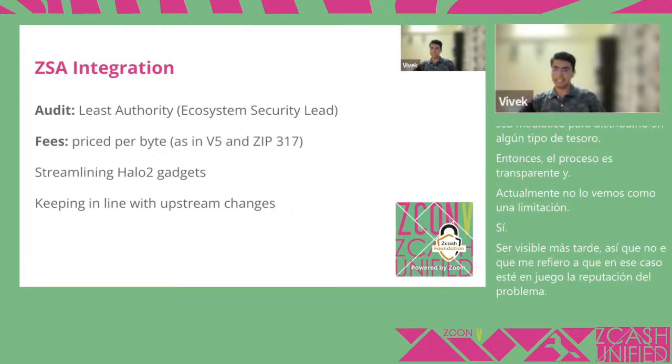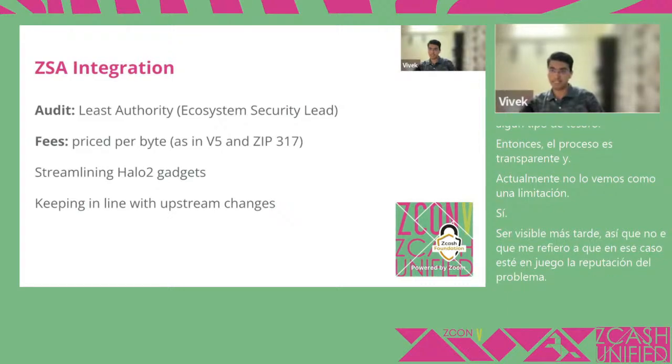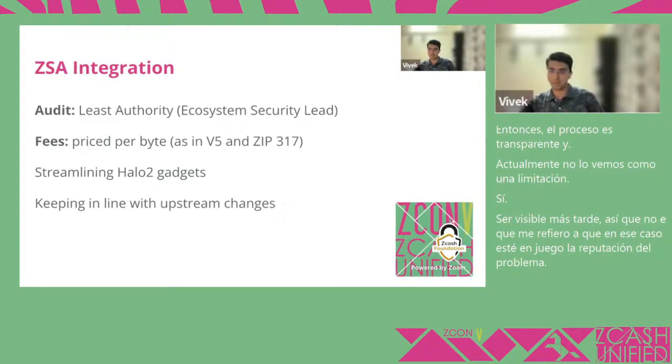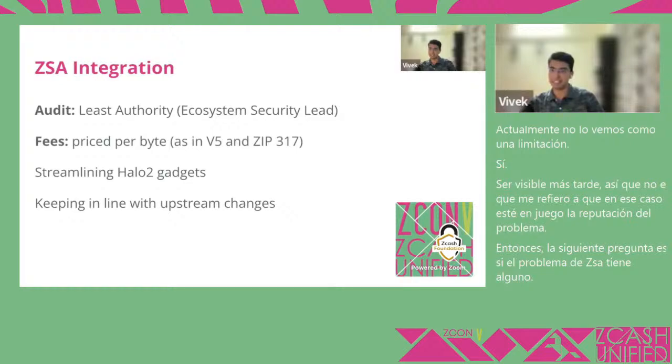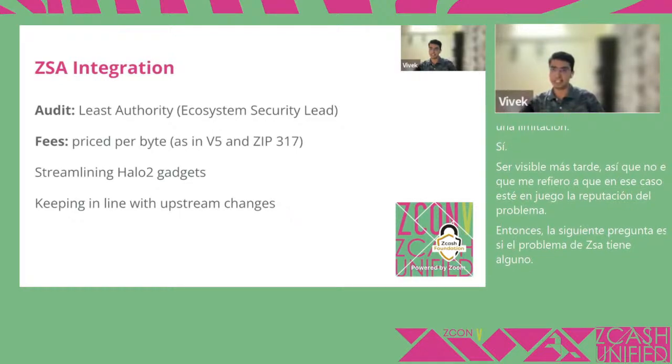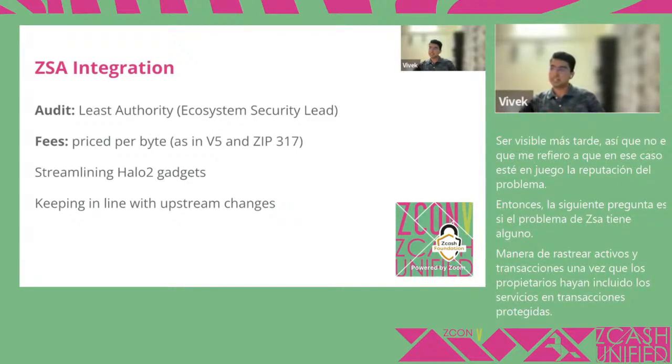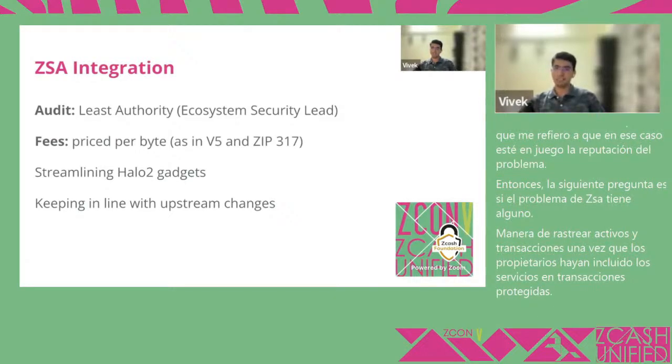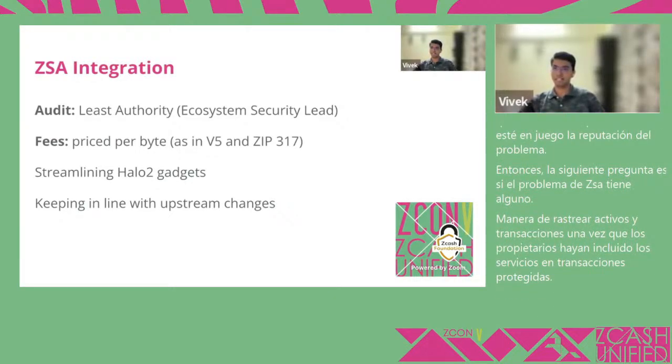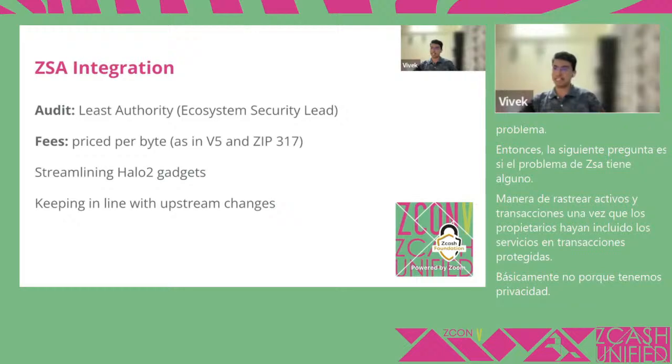So the next question is, does the ZSA issuer have any way to track assets and transactions once owners have included the ZSAs in shielded transactions? It's basically no, because it's shielded. So we have the privacy just as in Zcash right now for ZEC.